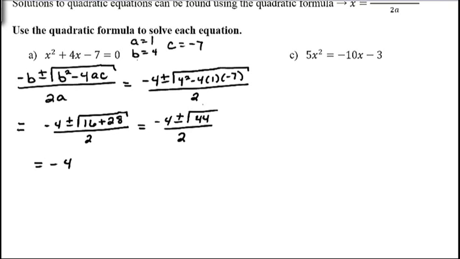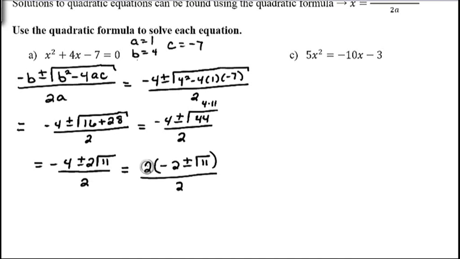We can simplify the square root of 44 because 44 is 4 times 11, and the square root of 4 is 2. So we have negative 4 plus or minus 2 times the square root of 11, and all of that's being divided by 2. Now you can factor a 2 out of your numerator. You'd have 2 times the quantity negative 2 plus or minus the square root of 11 all over 2. Now that you have this 2 factored out in the numerator, you can cancel it with the 2 in your denominator. So our final answer is negative 2 plus or minus the square root of 11.